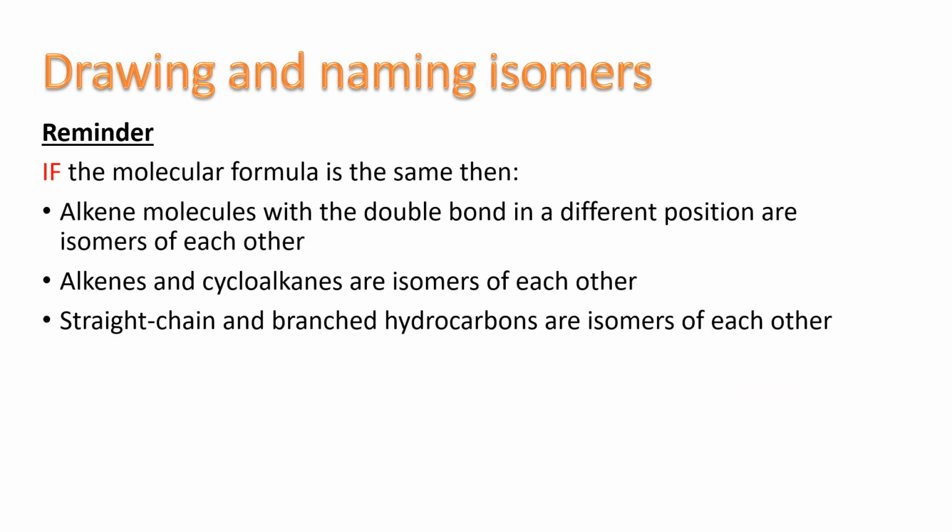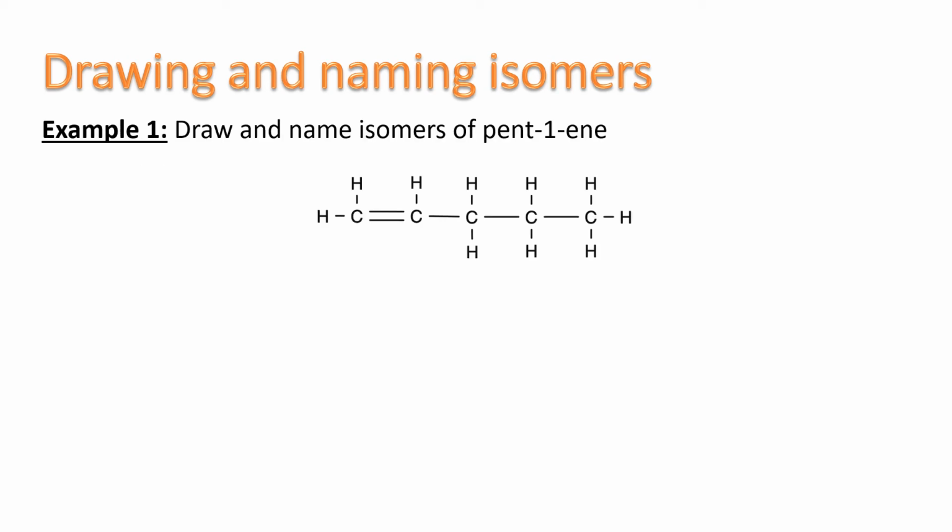Now the third part of our success criteria was looking at drawing and naming isomers. So just a wee reminder of the rules we learned there. If the molecular formula is the same, then alkene molecules with a double bond in a different position are isomers. Alkenes and cycloalkanes are isomers. And straight chain and branched hydrocarbons are isomers. So let's look at a couple of examples.